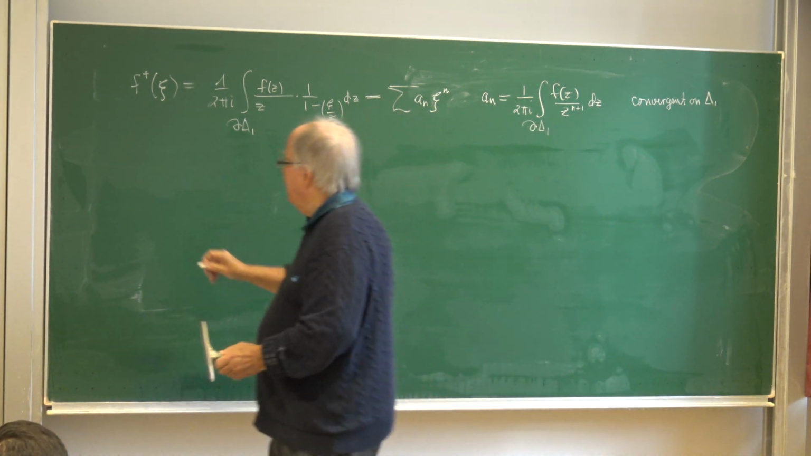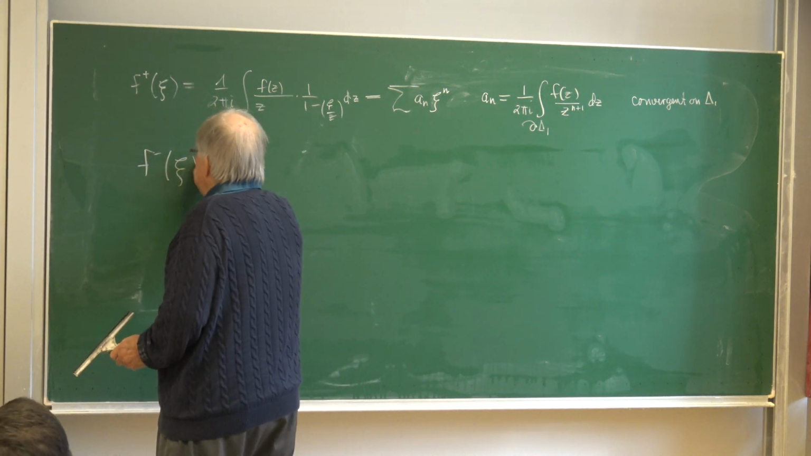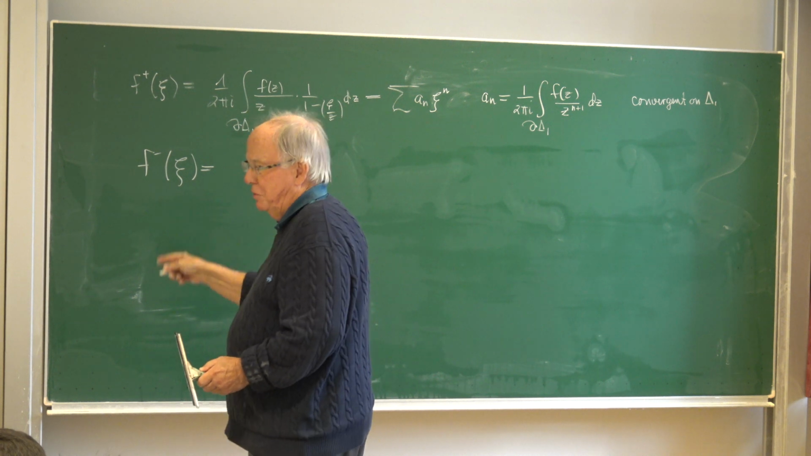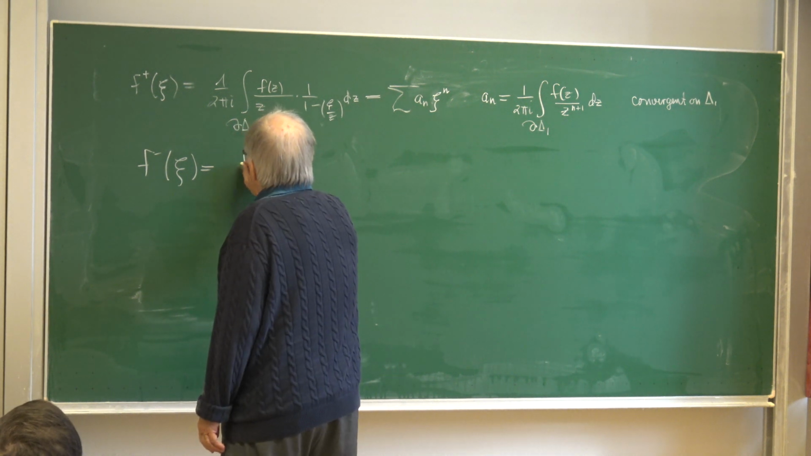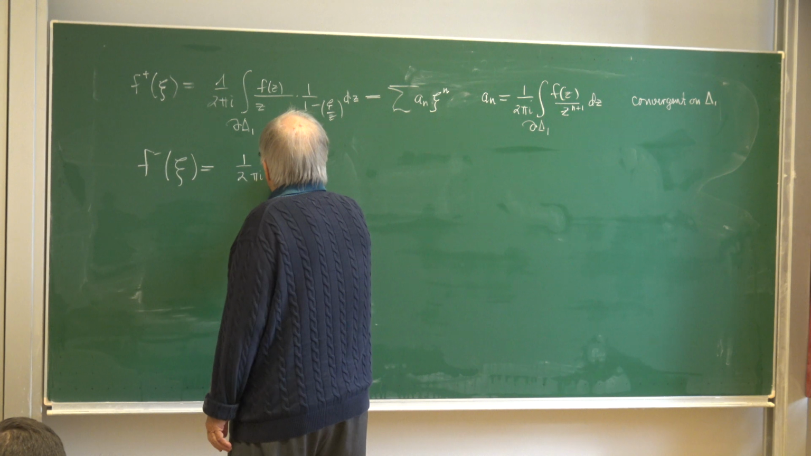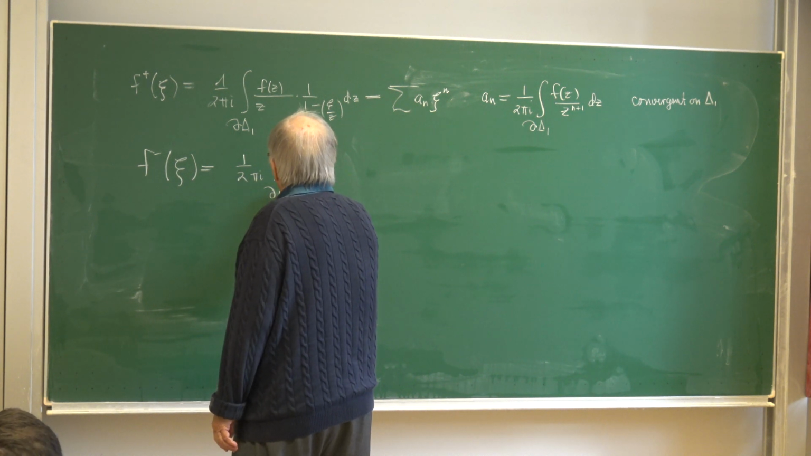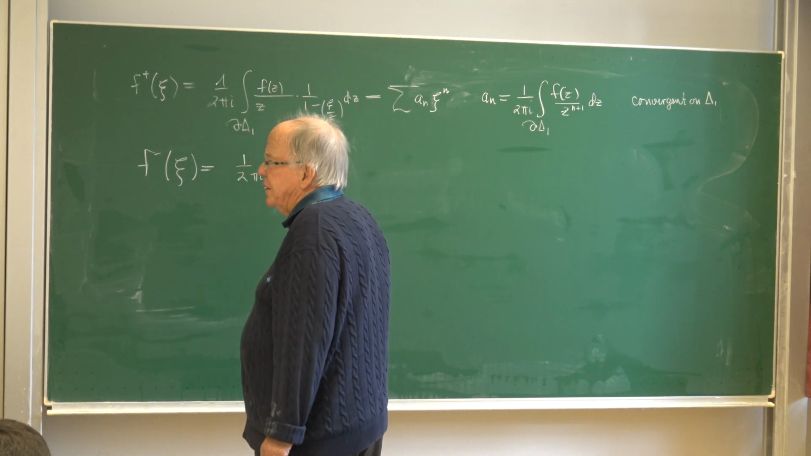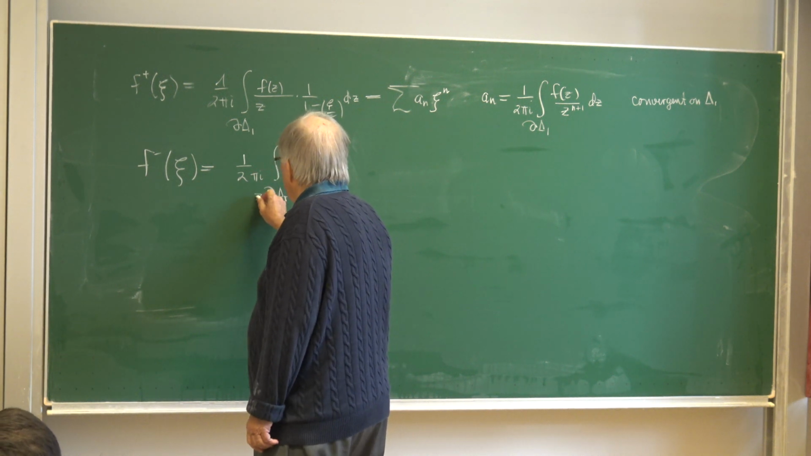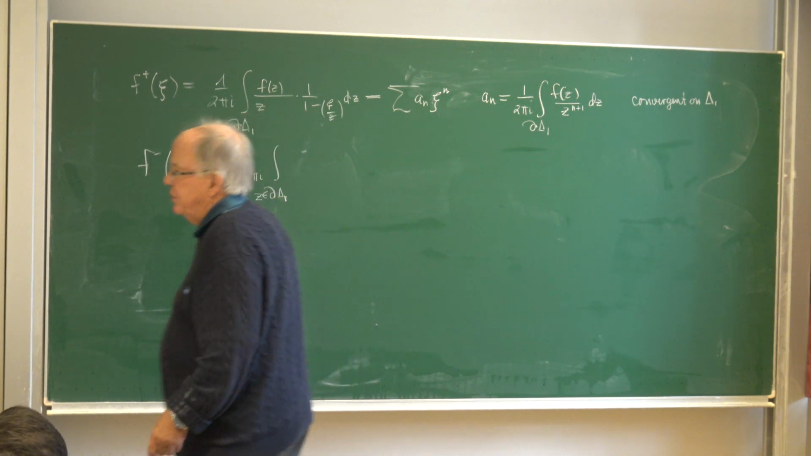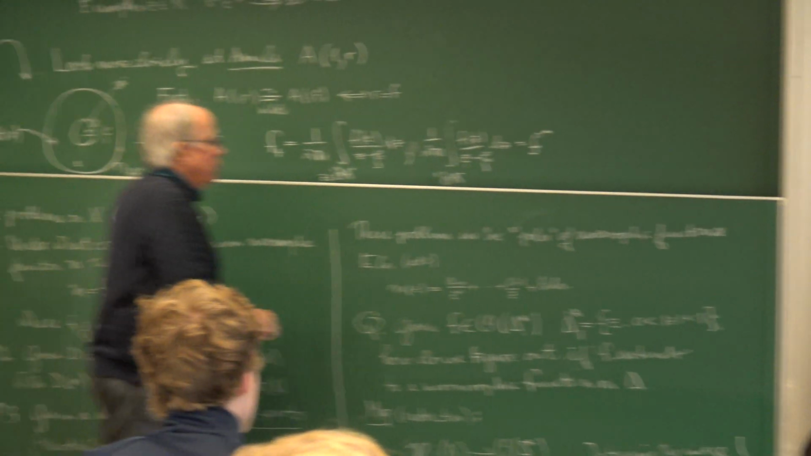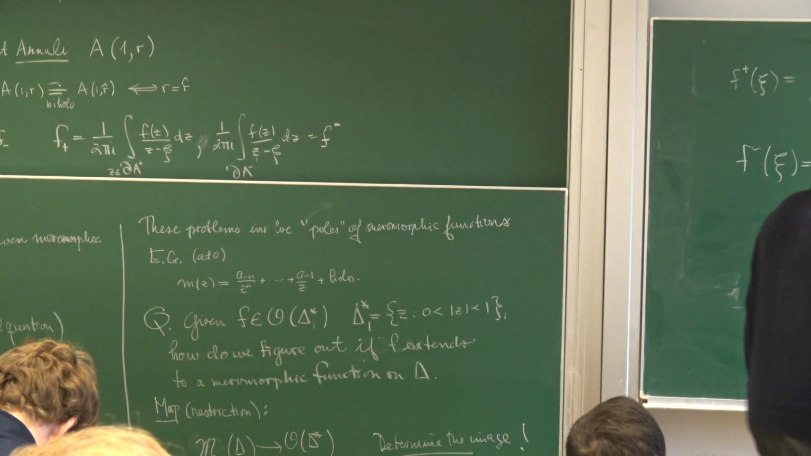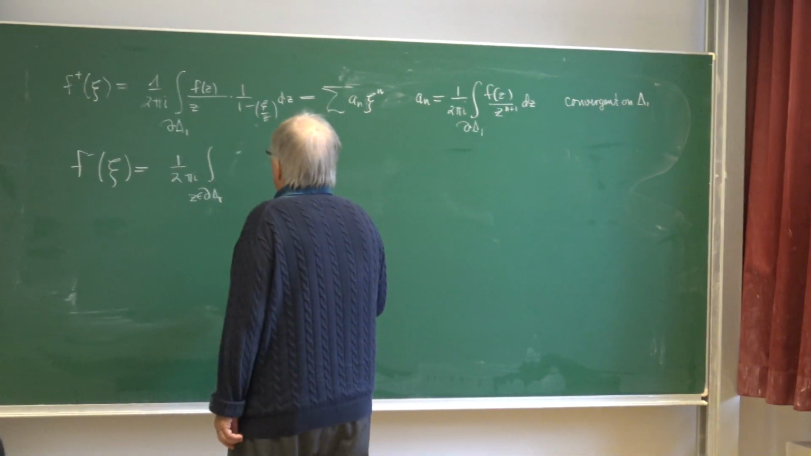Well, what about F minus? Everybody in this room could write down F plus minus F minus. And now we have to figure out where this thing is good. 1 over 2 pi i, integral around the boundary of the inside disk. This one's of radius r. And now, in that case, z is in here, and z is smaller than zeta, because it's on the inside disk. So we divide by zeta.